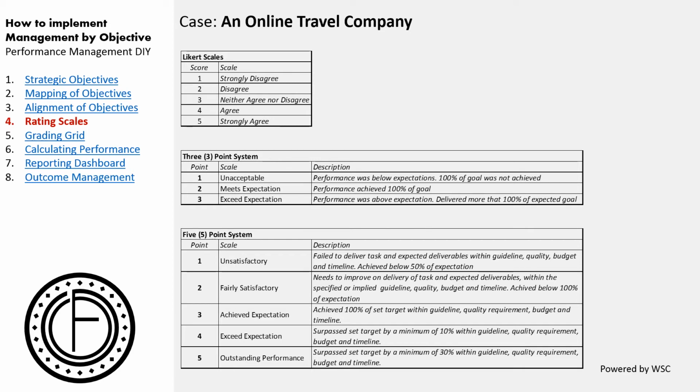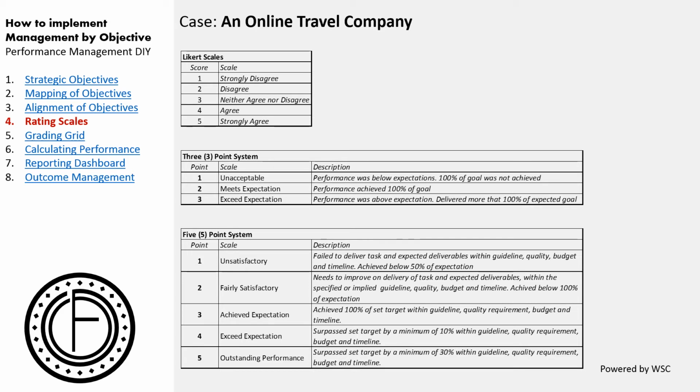Now, the last one there is a 5-point system, 1 to 5, 1 being unsatisfactory performance, failed to deliver task, unexpected deliverables within guidelines, quality, budget, and timeline, achieved below 50% of expectation. Then 5 is outstanding performance. So for each of these points, there is a description that makes it clear for the assessor to be able to assess an assessee very easily. Now, for a 3-point system, it's either you are achieving your goals, delivering 100%, or you are not. While for a 5-point system, there's provision for, maybe you were able to do minus 30 or plus 30. So this makes for flexibility in terms of rating.